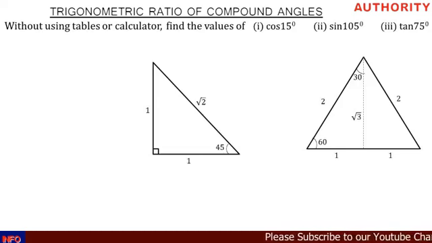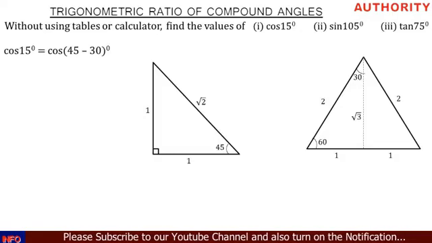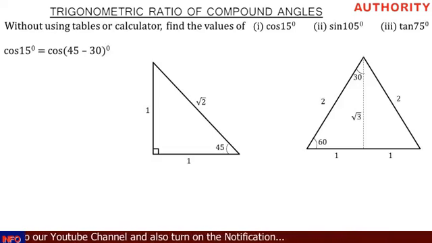You discover that when you say 45 degrees minus 30 degrees, it's going to give you 15 degrees. You get it? Yes. That means we are going to make use of cos of 45 degrees minus 30 degrees. Hello. So you discover that cos 15 degrees is the same as cos of 45 degrees minus 30 degrees.